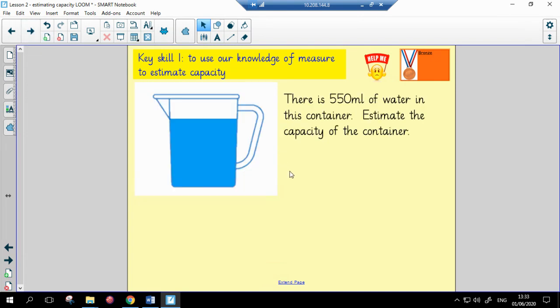In this jug, there's 550 millilitres of water. How much do you think the container can hold? Well, there's not a lot of room left, is there? So I would estimate that there's probably about 650 millilitres of capacity that this jug would hold.